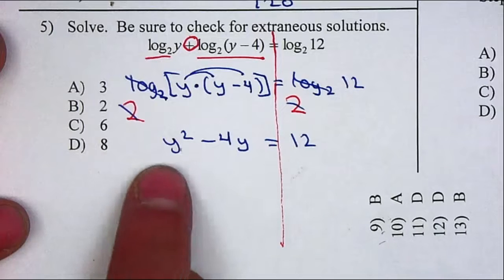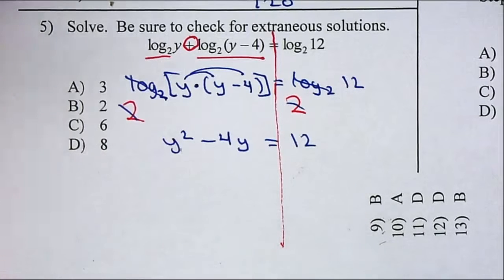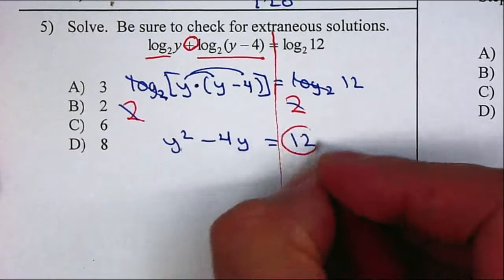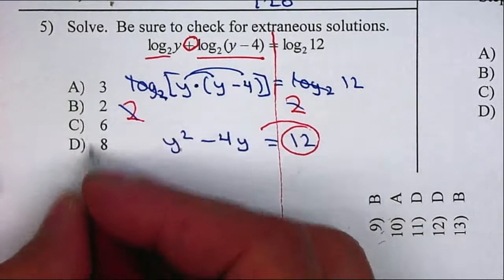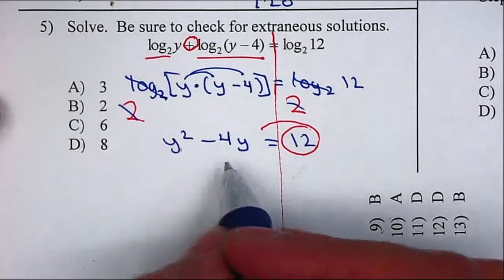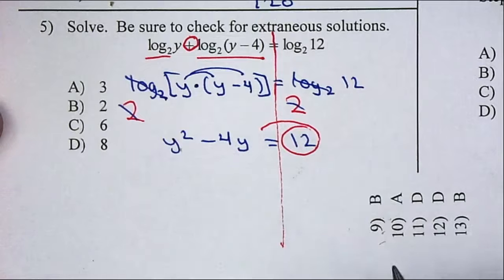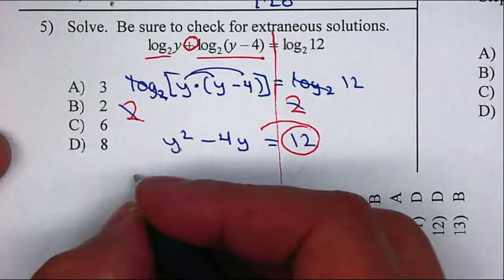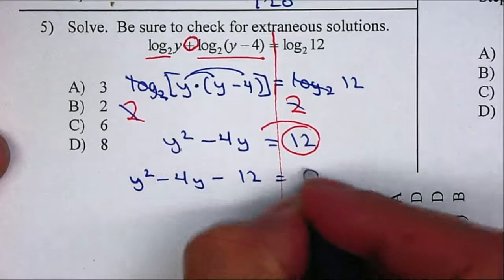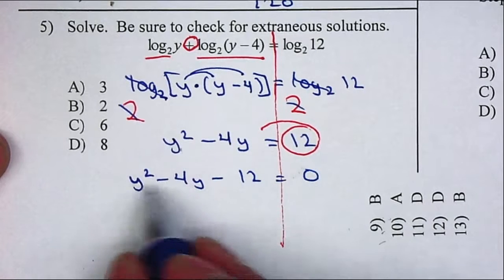And now I end up with a quadratic equation. I want to be able to solve for y. I'm going to try to factor. And by looking at my answers, since they're nice and neat whole numbers, I know that you should be able to factor. Otherwise, you can complete the square or use the quadratic formula. So we have y squared minus 4y minus 12 is equal to 0. I'm going to factor this out.